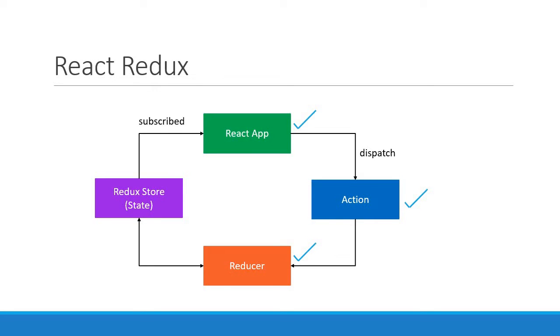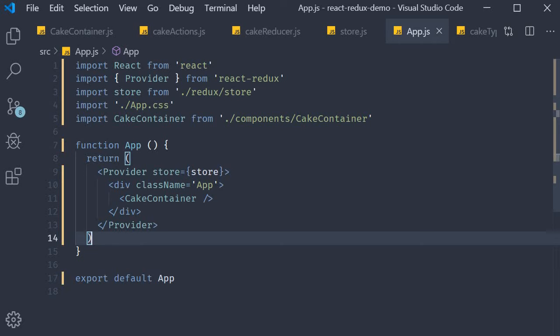In the previous video, we learned how to provide the store to all the components in our application. In this video, let us learn the final bit. And that is, how do we get hold of the Redux state and how do we dispatch an action from within a React component?